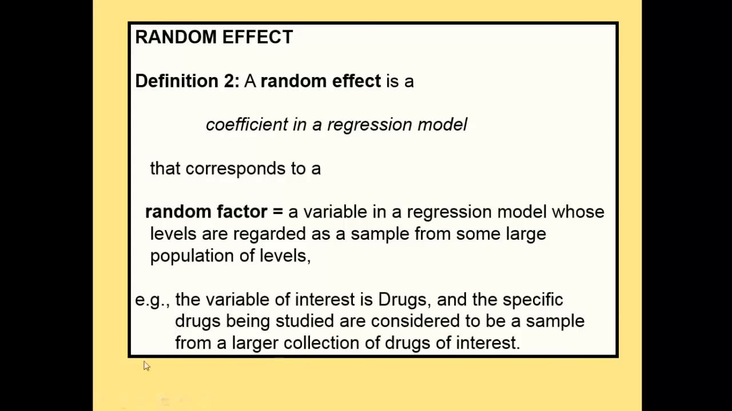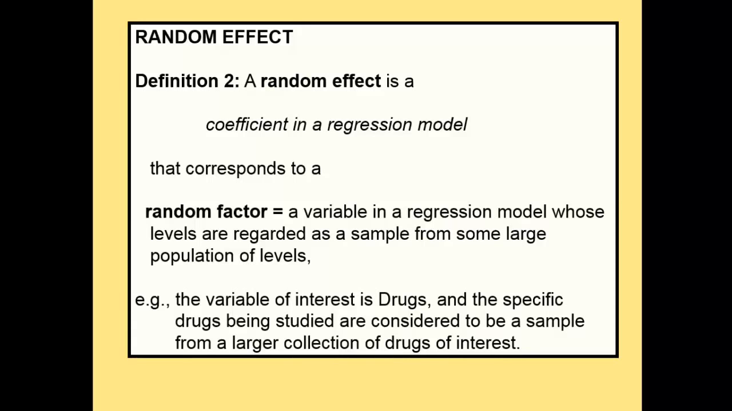So what I'm saying here is, if the variable of interest, your exposure variable, is drugs, say, and the specific drugs being studied are considered to be a sample from a larger collection of drugs of interest. So let's say you're doing a study, and the study involves 3 drugs, okay? And you want to consider a model that has the variable drugs in the model, a variable that reflects 3 drugs. What would you usually do? What would you do if you are only interested in those 3 drugs? How would you put the drug variable in the model if you had a variable that had 3 categories? You remember?